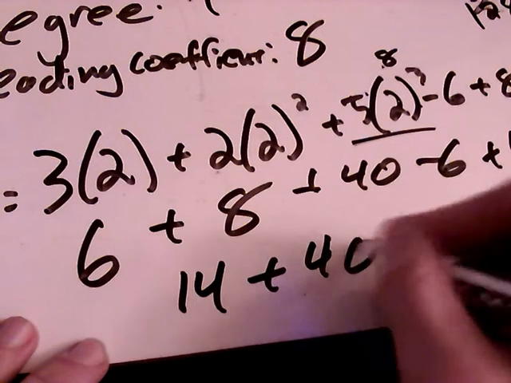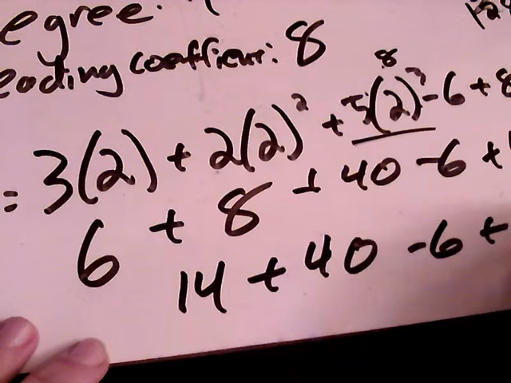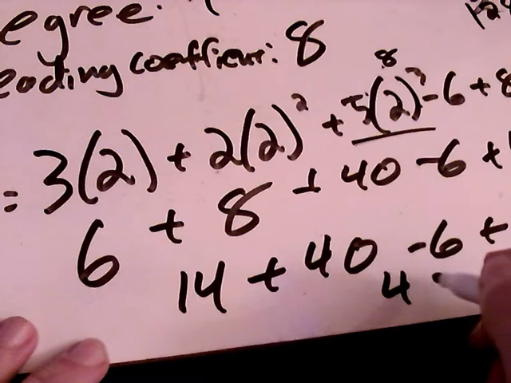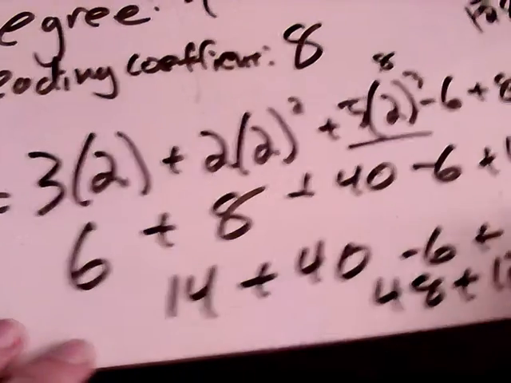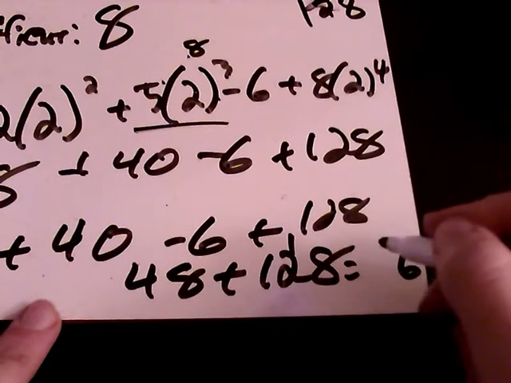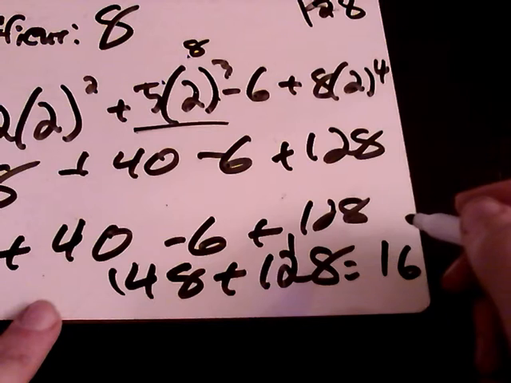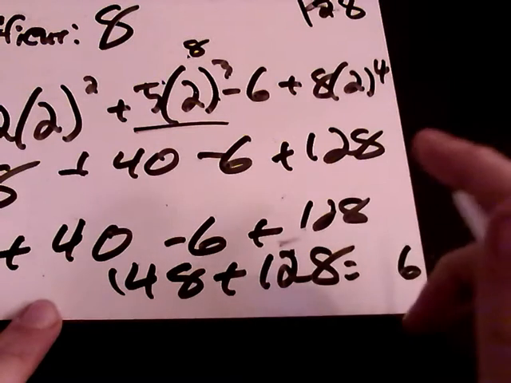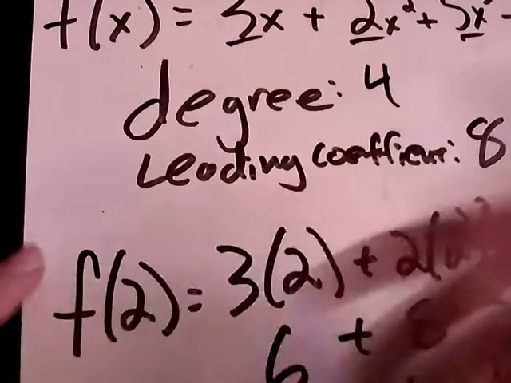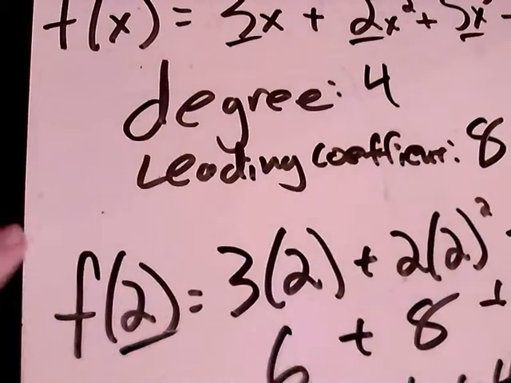Then 48 plus 128. I'm doing my math quick, so if I make a mistake, that's my fault. So it should be about 176. If not, it's because I'm going really quick. But the basis of it is that you put 2 in for every x. That's the biggest thing, and make sure you stay organized. Use a calculator. So the other thing we're going to talk about is end behavior.